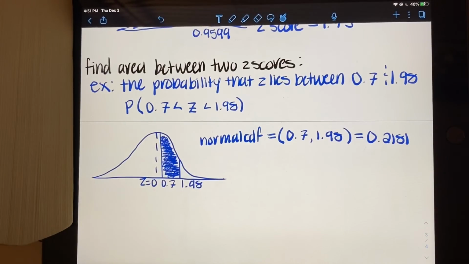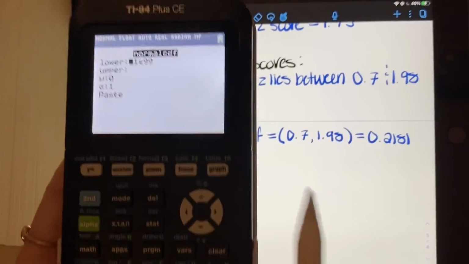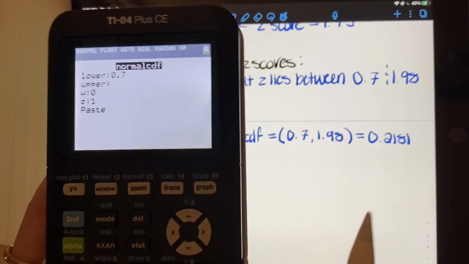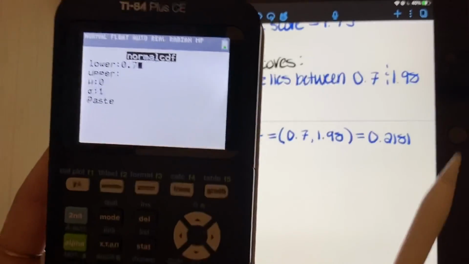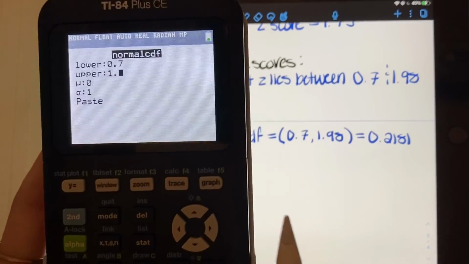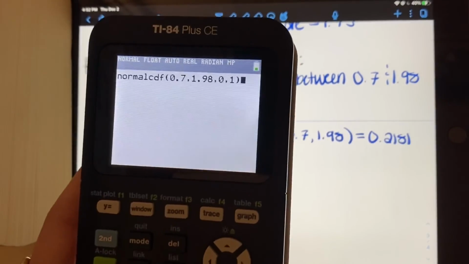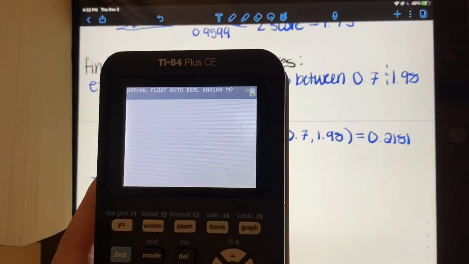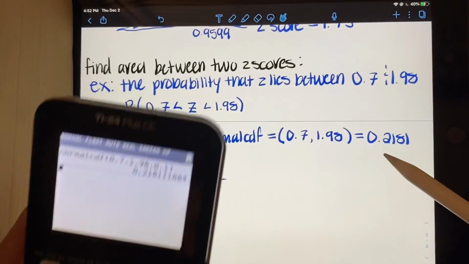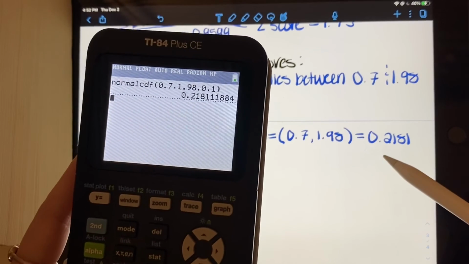We're given 2 numbers, so we have a lower and an upper that we can enter that's specific for this equation. So 0.7 is going to be my lower. My upper is going to be 1.98. Once again, 0 for mean, 1 for standard deviation, paste. And then down here, you're obviously going to hit your enter button. And you've got your answer, 0.2181.